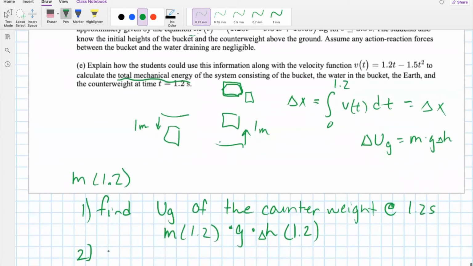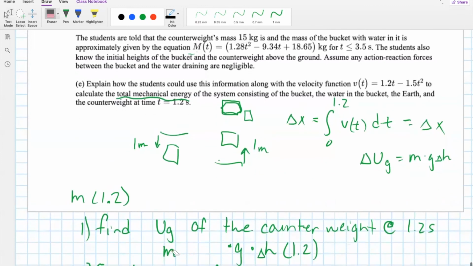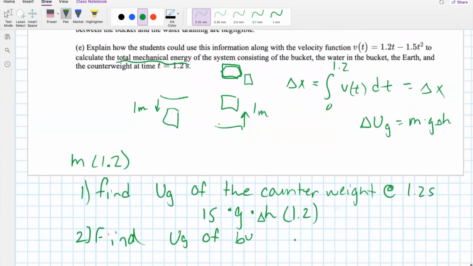So what's the other thing? We can find the gravitational potential energy of the bucket. Sorry, the counterweight has a constant mass. That's going to be the 15 kilograms. It's just the height that is changing. The bucket is the one that is having a variable mass of the bucket and water. And that's going to be the mass at 1.2 seconds times the acceleration due to gravity times the change in height after 1.2 seconds.